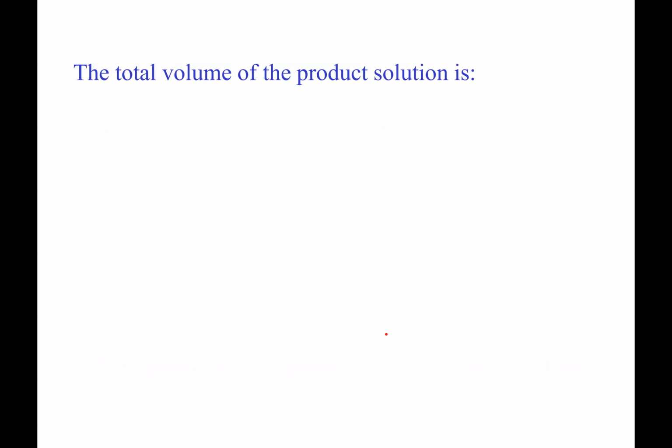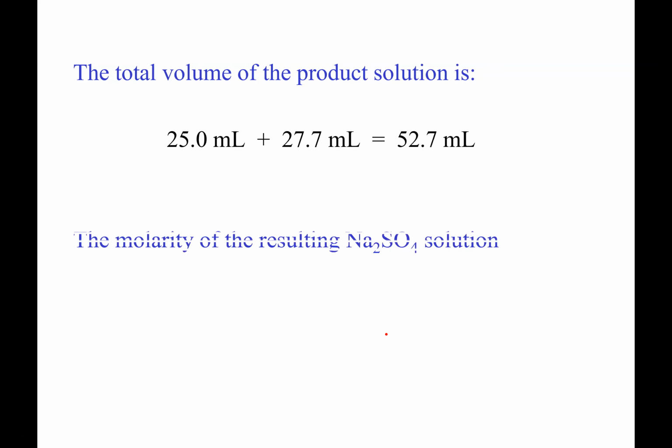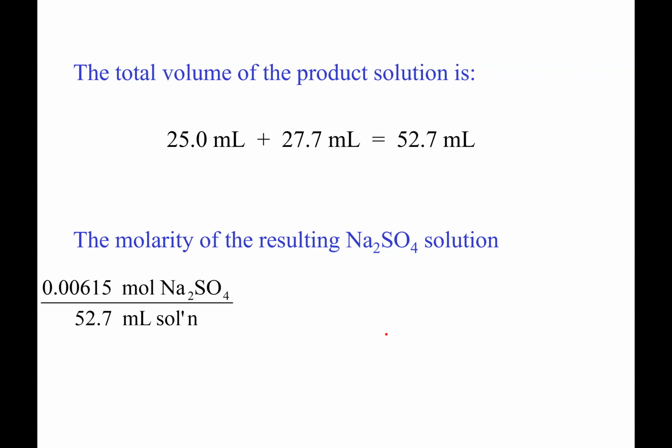Like I said, it's common in a titration to have a couple different volumes. So I need to divide those moles by the total solution volume that Na2SO4 is swimming around in. Now, don't make it more complicated than it is. I'm simply going to take those 0.00615 moles Na2SO4, divided by the total solution volume of the 2 reactants, 52.7 milliliters of solution.